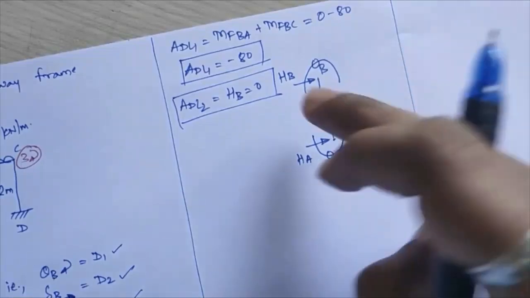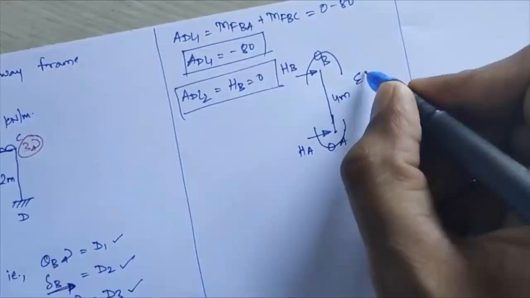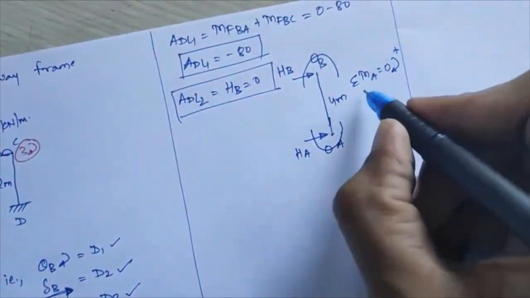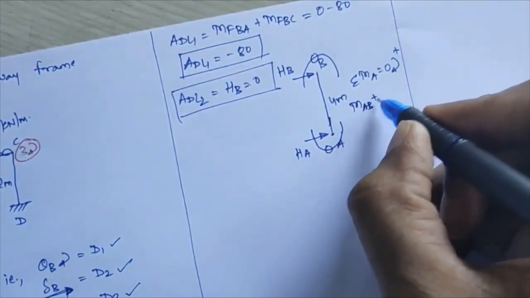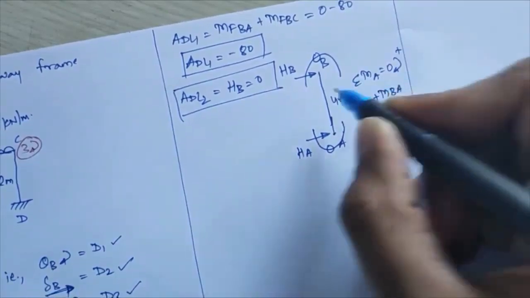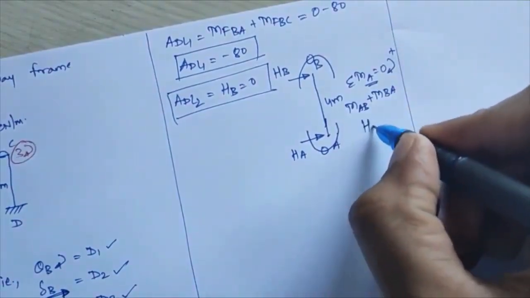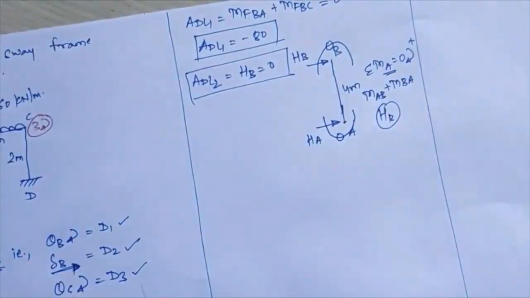In any numerical, whatever HB value you will get, you will take moment at joint A, summation of moment at A is equal to 0, treating clockwise moments again as positive. So there that will be your MAB plus MBA, and the loading moment about this point A you have to take, and you have to calculate the HB value from that. But here you are getting 0, so I am writing that as 0.